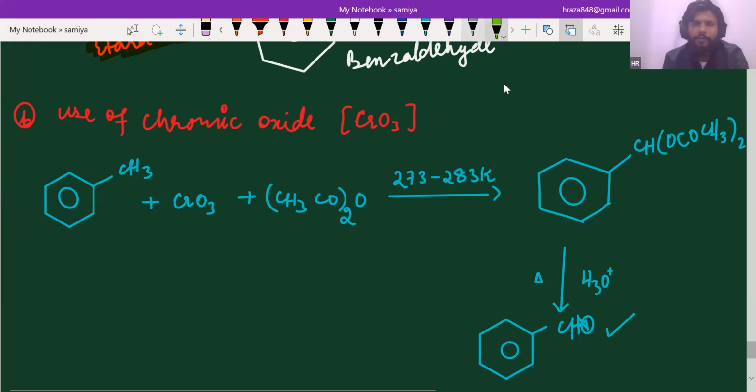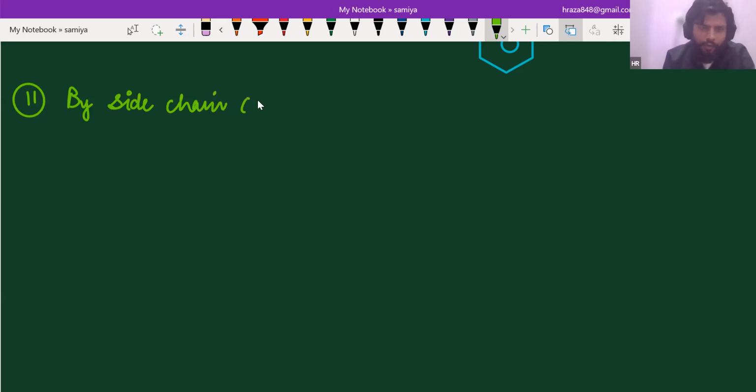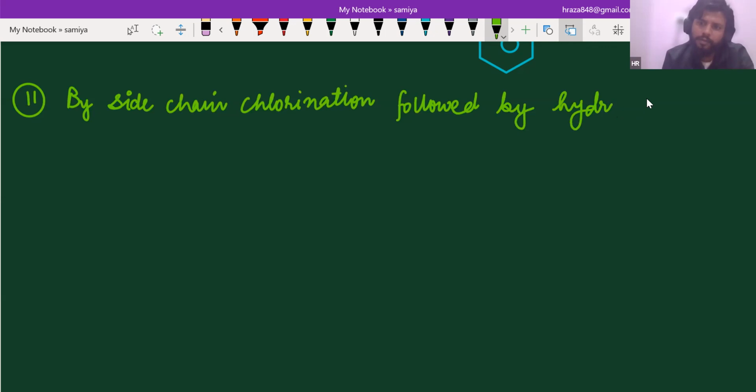Now the second method from hydrocarbon is by side chain chlorination followed by hydrolysis. So I'm going to again use this methyl benzene and do side chain chlorination.